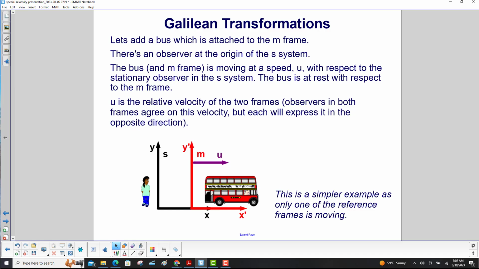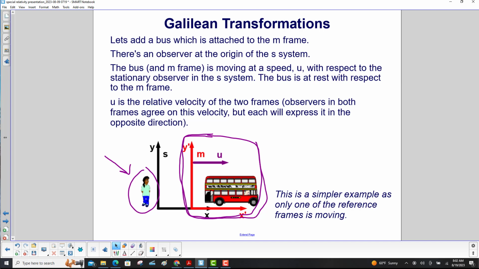Now let's add a bus and we'll attach that to the M frame, the moving frame, this red frame right here. And we have an observer here at the stationary frame, the stationary system. The bus and the M frame is moving at a speed u with respect to the stationary observer in the S system. The bus is at rest with respect to the M frame. So as the M frame moves, the bus goes with it, and this person over here does not move. U is the relative velocity of the two frames.